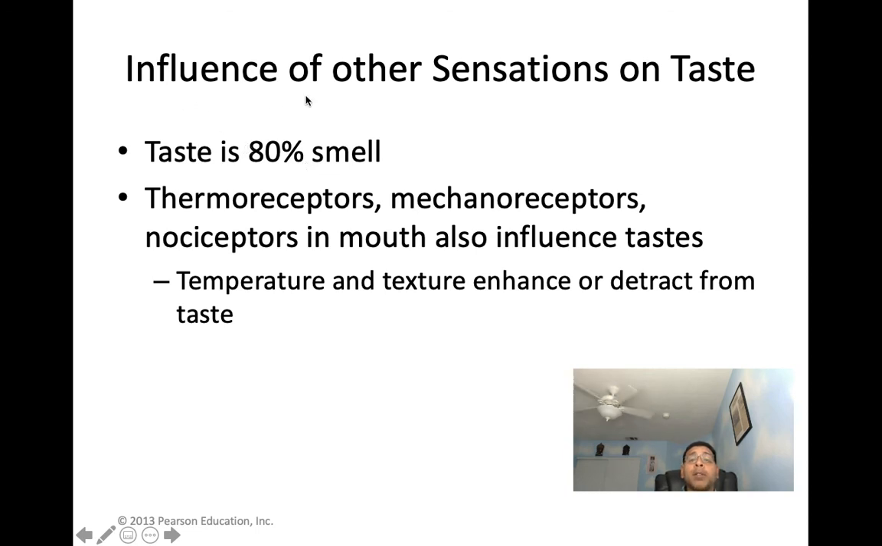Now let's check out the influence of other sensations on taste. We'll see taste is 80% smell. We also have thermoreceptors, mechanoreceptors, and nociceptors that are going to be found in the mouth that also influence taste. Temperature and texture is going to enhance or detract from taste.